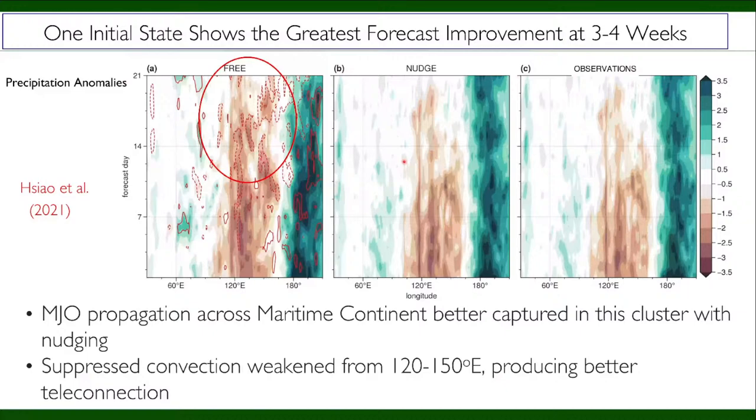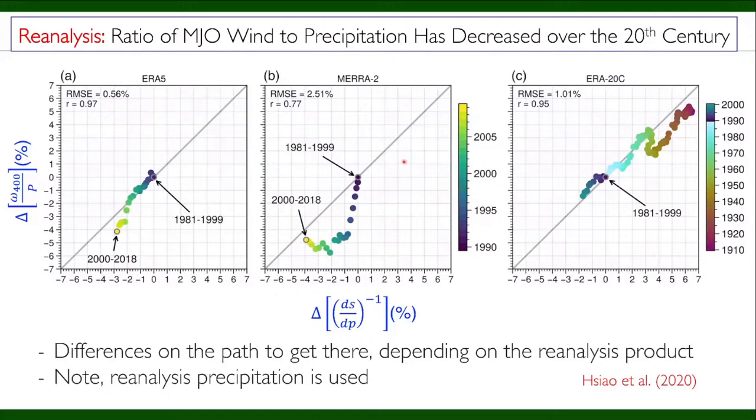Just to wrap up here, I know that I promised in my talk title that I would talk about future climate as well. I don't have time to do that, but I just wanted to mention that Wei-Ting, our student, has actually published two papers during his master's degree. And one of the papers he looked at was MJO climate changes over the 21st century. And that's a paper I could present to people at another time.